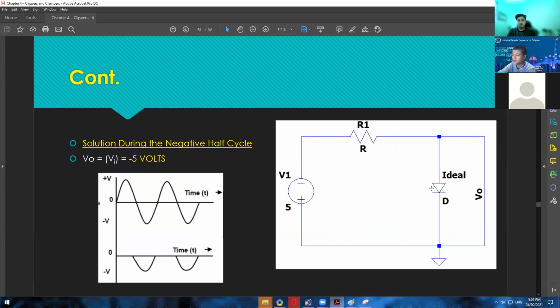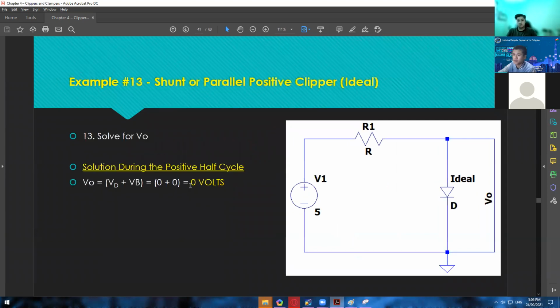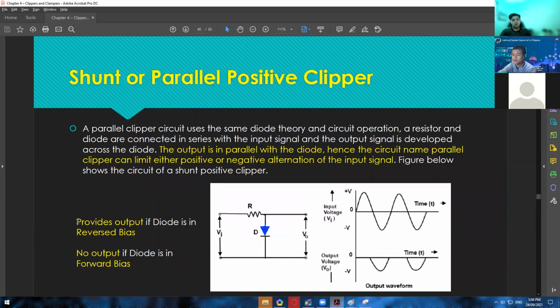So are we clear on why on reverse bias we have a reading of voltage output, but when it comes to forward bias or during positive half cycle, we have a 0 volts reading? Okay? So ito na lang magiging basis nyo when it comes to shunt or parallel positive clipper. Okay? As simple as that.